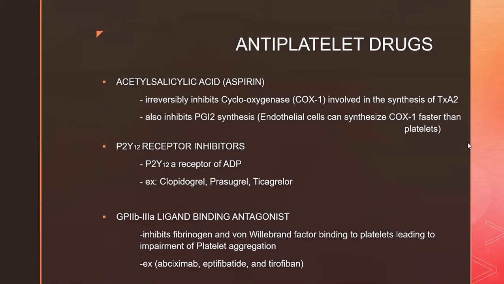Okay? Kaya mga stroke patients, mga myocardial infarction patients natin, meron to sila. Mga aspirin, pati mga clopidogrel. Kasi gusto nilang ma-inhibit yung aggregation ng platelet para hindi bumara. Okay? That is your antiplatelet drugs.